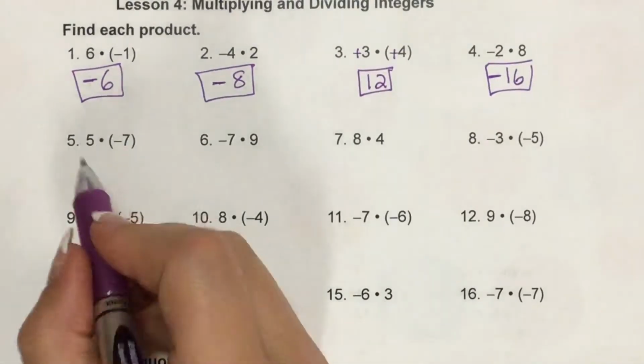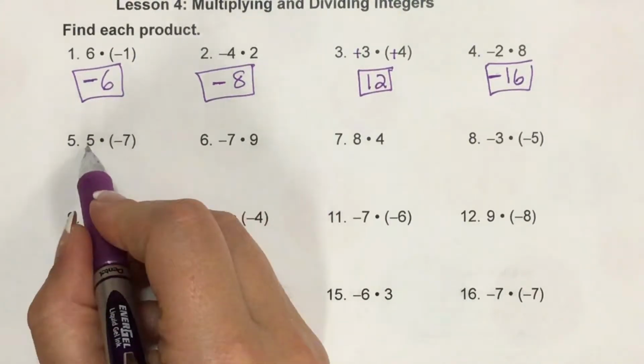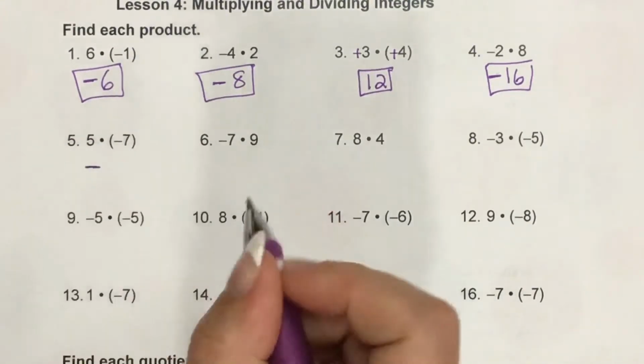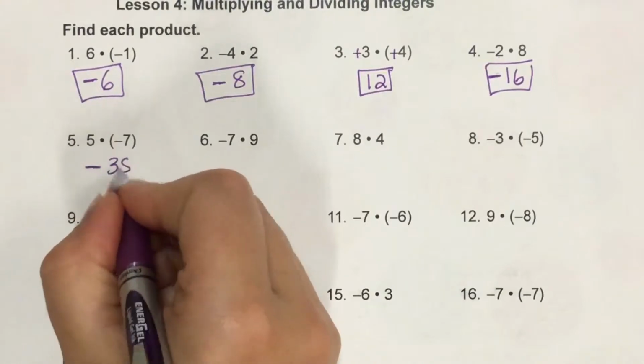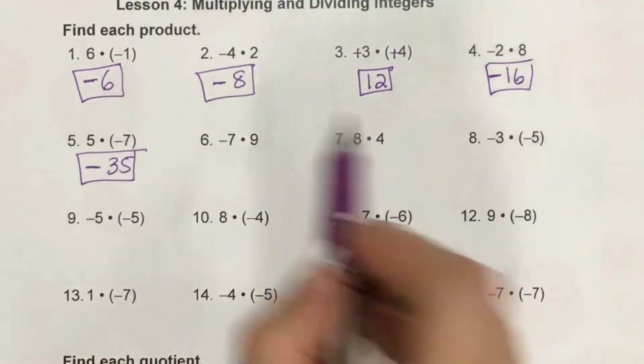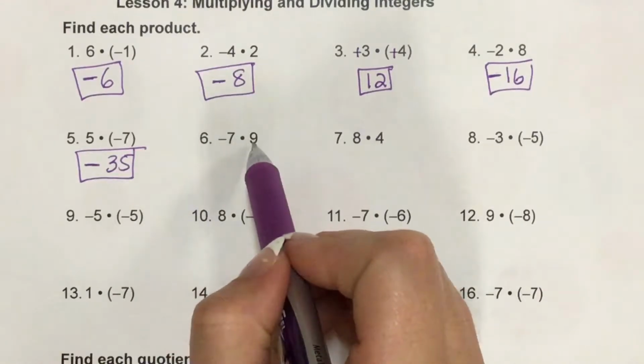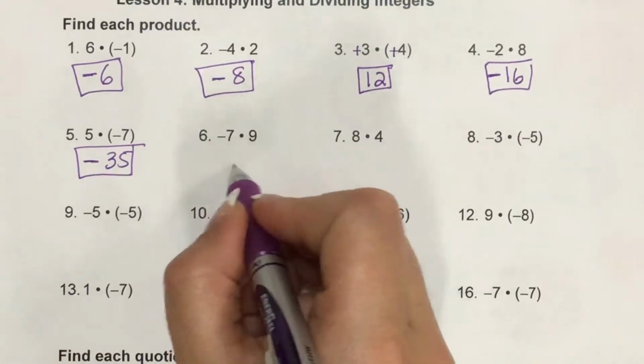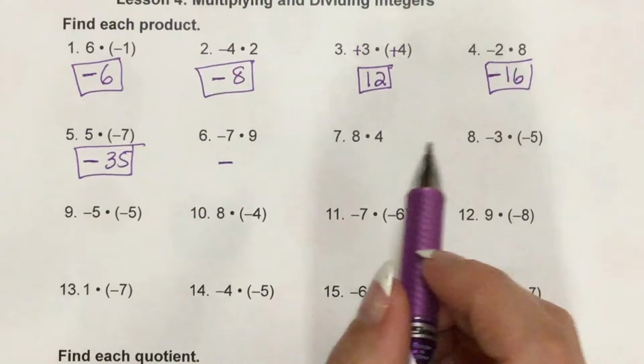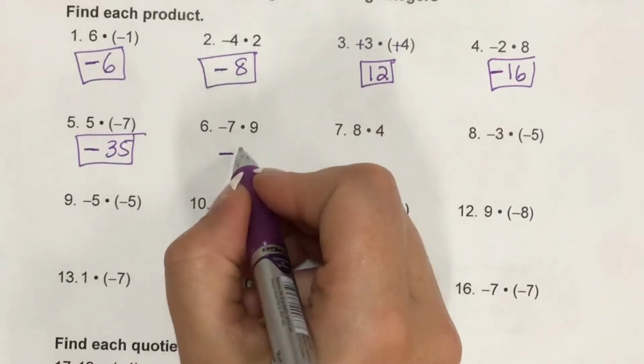Let's go number 5. 5 times negative 7. So we have a positive times a negative, which is a negative. 5 times 7 is 35. So there you go. On to number 6. We have a negative multiplied by a positive. They have signs that are different, which means it's going to be a negative sign. 7 times 9 is 63.